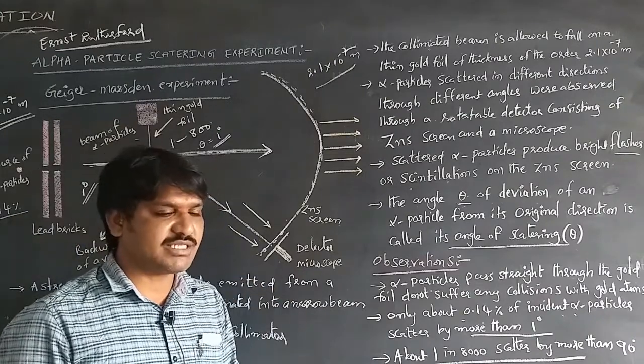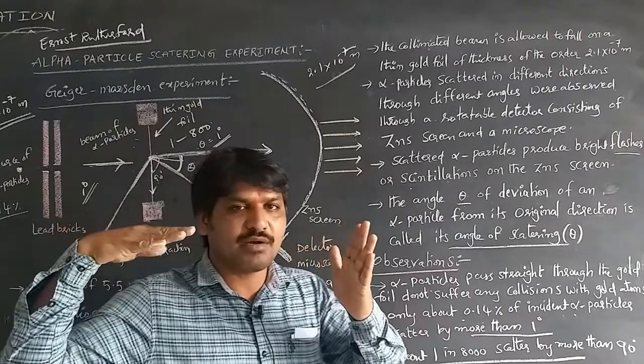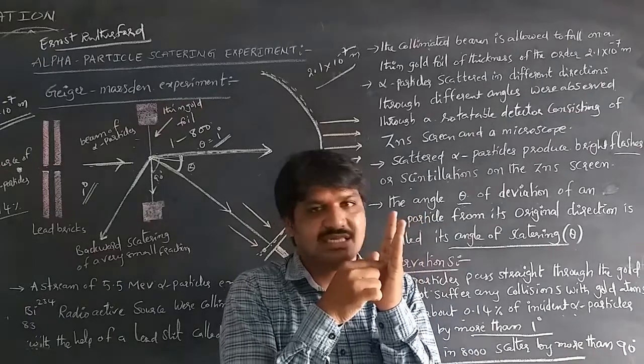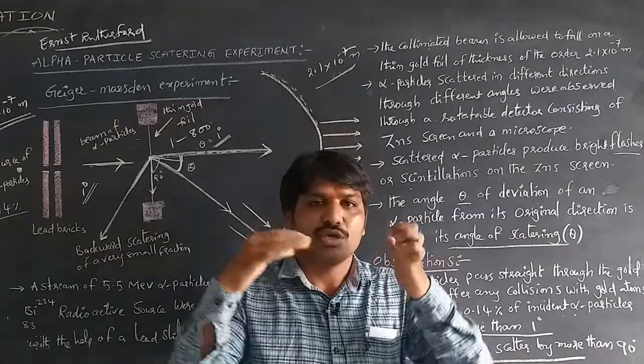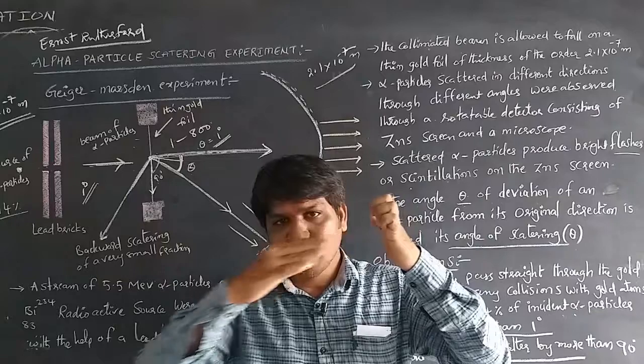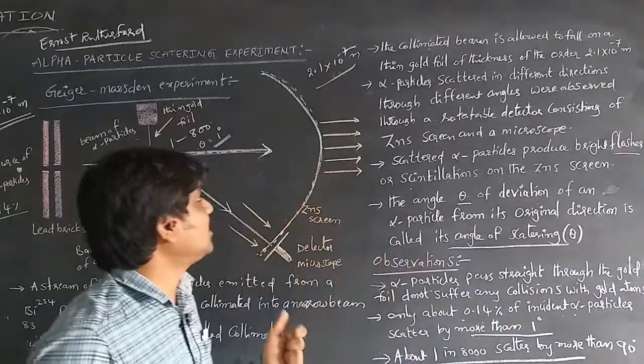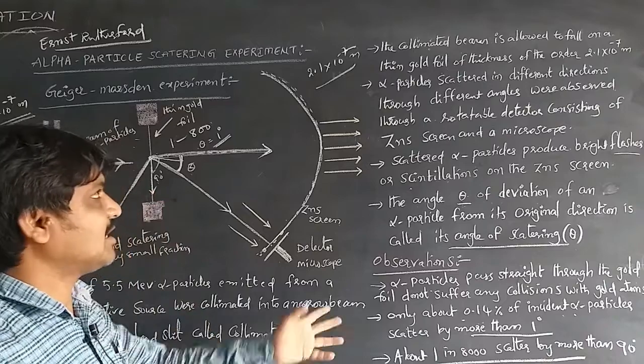Due to the reflection, whenever the alpha particle is incident on the gold foil and the positive charge is placed there, the repulsion between them causes it to be reflected. So that is about the Geiger-Marsden experiment and its observations.